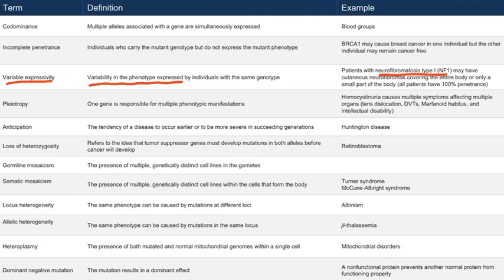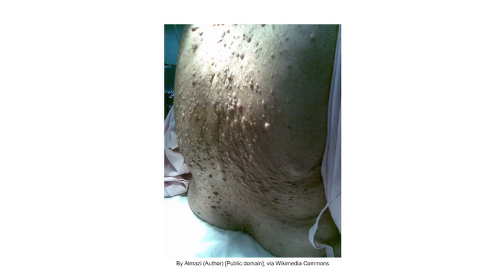Don't get this confused with incomplete penetrance. These patients will all have some type of manifestation of the disease. It will just differ in severity. So notice that these individuals all have 100% penetrance. This is an image of neurofibromas. Notice that this patient's back is completely covered in these lesions. This is a classic image of neurofibromatosis type 1.